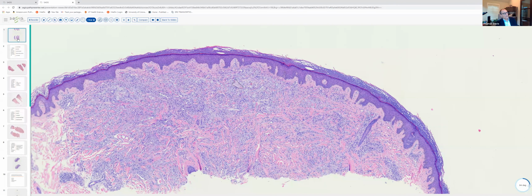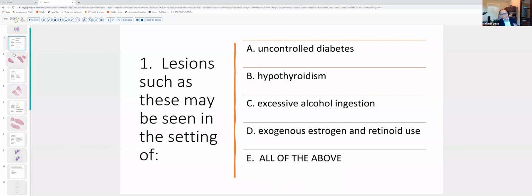Well, I think we've talked enough about that. Let's go ahead and go to our first question. Knowing that this is an eruptive xanthoma, the question was, lesions such as these may be seen in the setting of, and the correct answer, of course, is E, all of the above, because in all of the conditions listed here, one may see eruptive xanthomas.